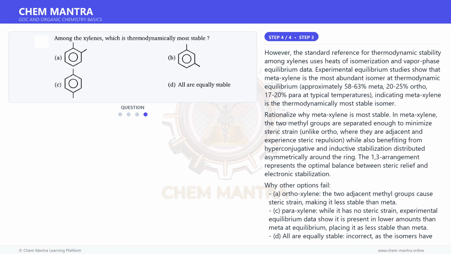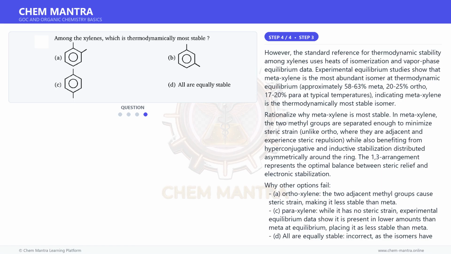Rationalize why metaxylene is most stable. In metaxylene, the two methyl groups are separated enough to minimize steric strain, unlike ortho, where they are adjacent and experience steric repulsion, while also benefiting from hyperconjugative and inductive stabilization distributed asymmetrically around the ring. The 1:3 arrangement represents the optimal balance between steric relief and electronic stabilization.